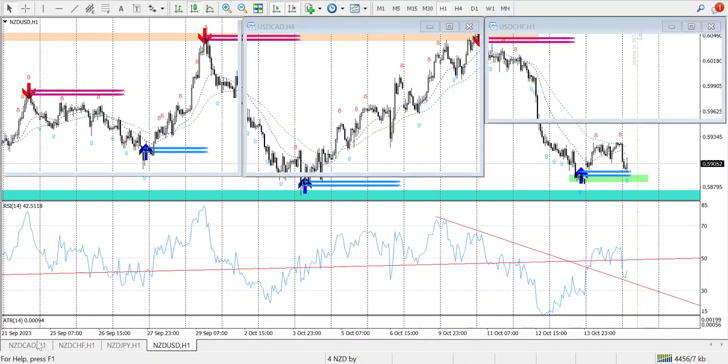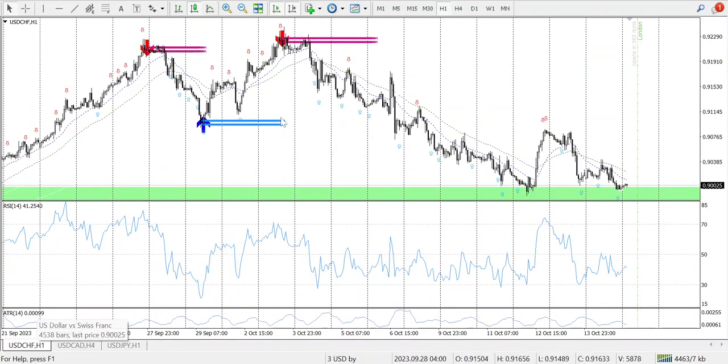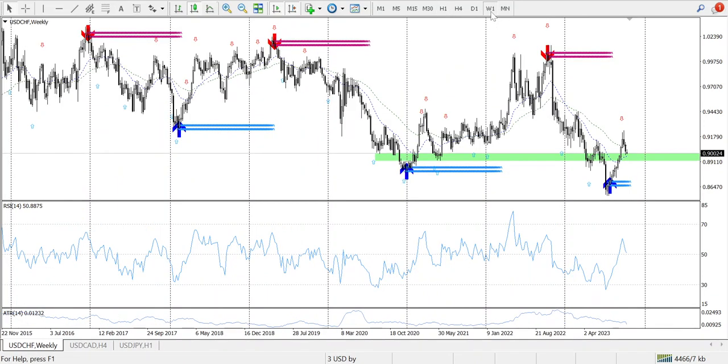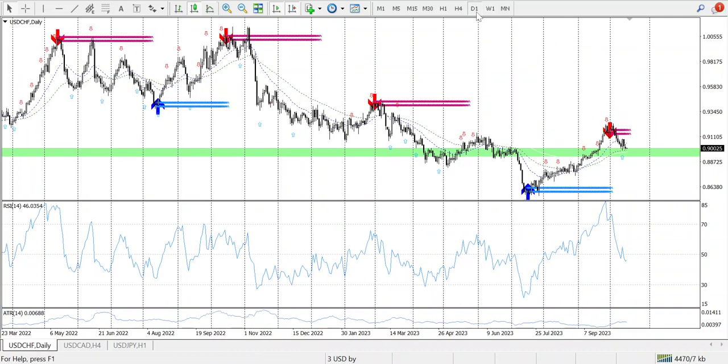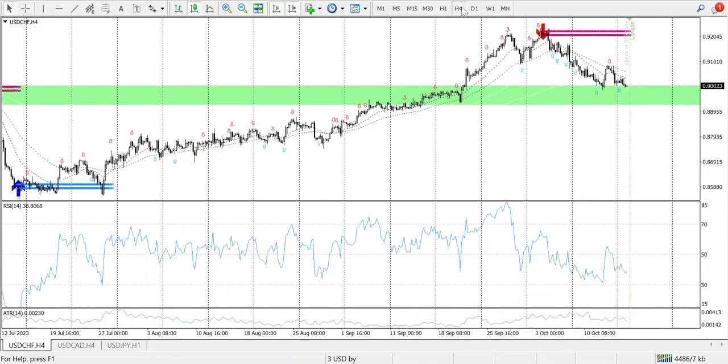USD pair, USD CHF, weekly is a downtrend. Daily, it made a bullish engulfing day before yesterday and a hammer yesterday. It is proving that it's a downtrend in continuation.